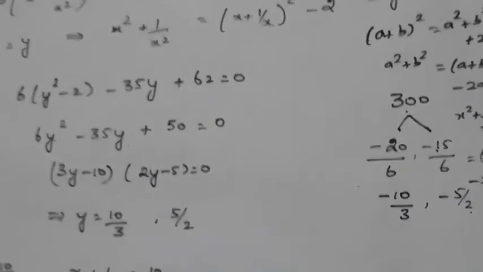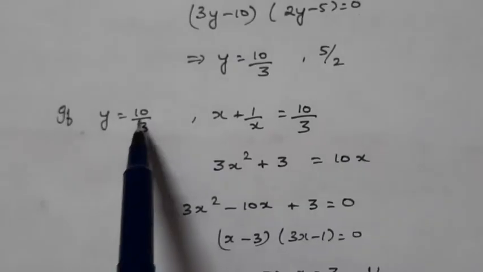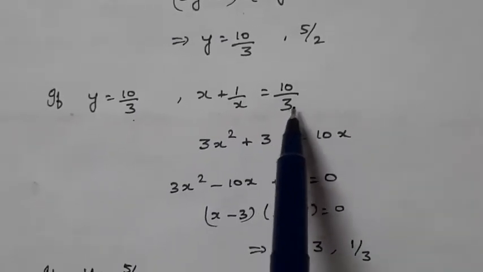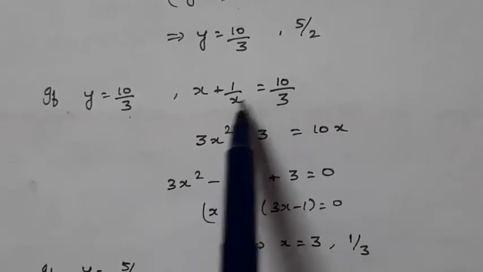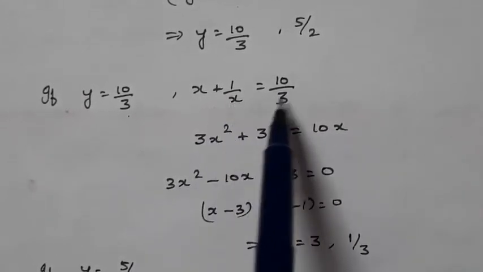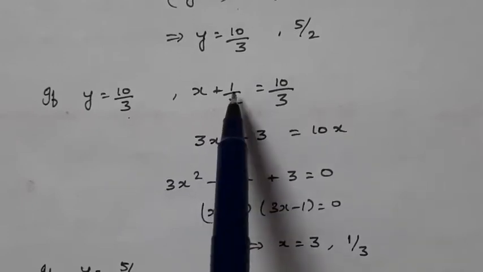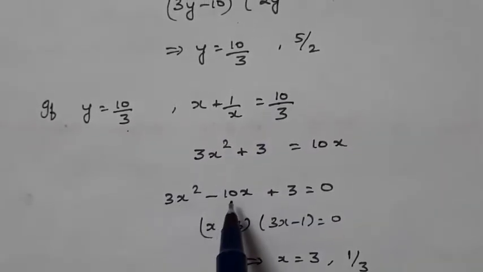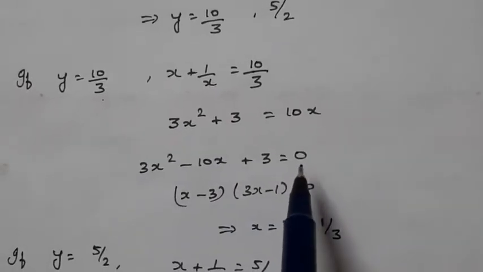Okay. So, if y is equal to 10 by 3, what will be x? X plus 1 by x is equal to 10 by 3. Now, let us throughout multiply by 3x. So, on multiplying 3x throughout, you have 3x squared plus 3 equal to 10x, or rearranging, you will have 3x squared minus 10x plus 3 equal to 0.